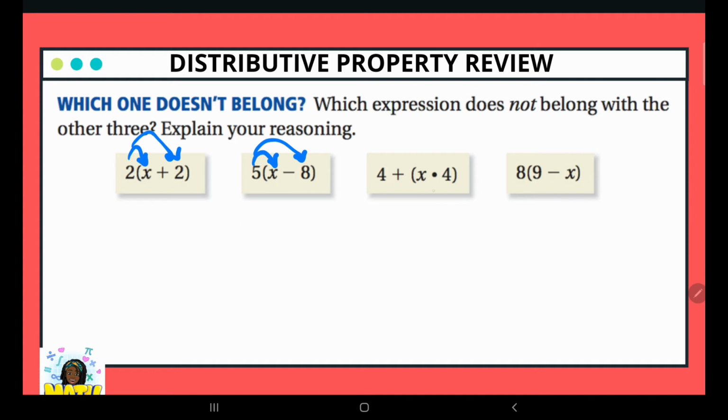If I look at this third example, though, it's very different. This 4 is being added to whatever is in the parentheses, and we know that the distributive property tells us to multiply what's on the outside through to what's on the inside. So this does not give me a representation of the distributive property. In this last one, I do see distribution because, again, the number on the outside is being multiplied to the 9 and the negative x on the inside. So which one doesn't belong? The third one, because the distributive property implies multiplication, and here the number on the outside is being added to what's inside the parentheses.